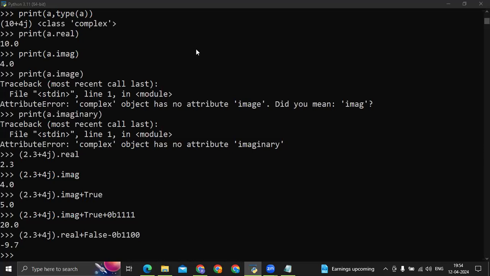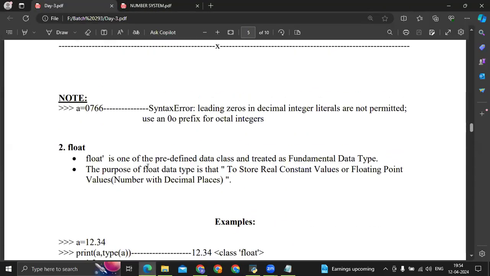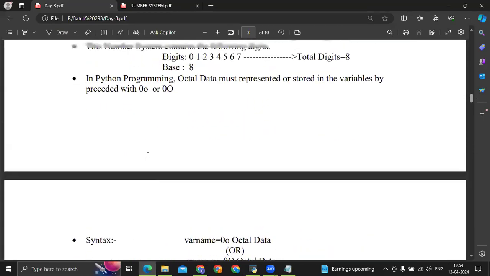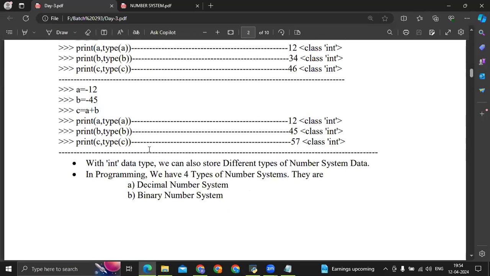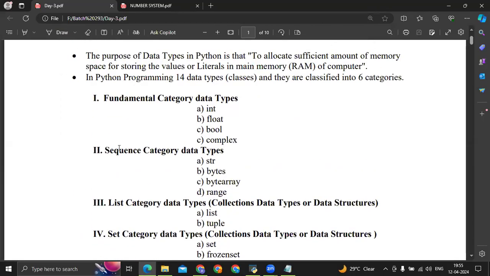Because with this, we are done with the fundamental category data types. What all do we have in this? In the fundamental category data type: int, float, bool, and complex. So integer value, float value, bool value, and complex value. Tomorrow we are going to discuss the sequence category data types. There we have str, bytes, bytearray, and range. We'll discuss it tomorrow.